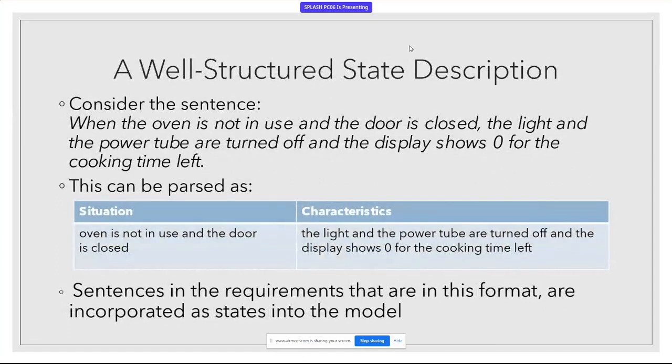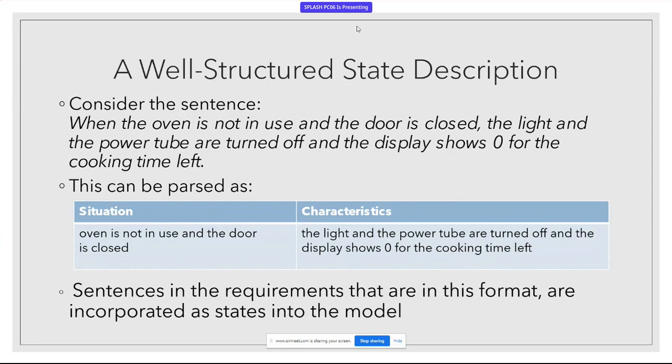And here is how we try approaching this. We have requirements written like this: when the oven is not in use and the door is closed, the light and the power tube are turned off and the display shows 0 for the cooking time left. This is reasonably precise, and in a real requirements document, maybe things are not as structured as this.